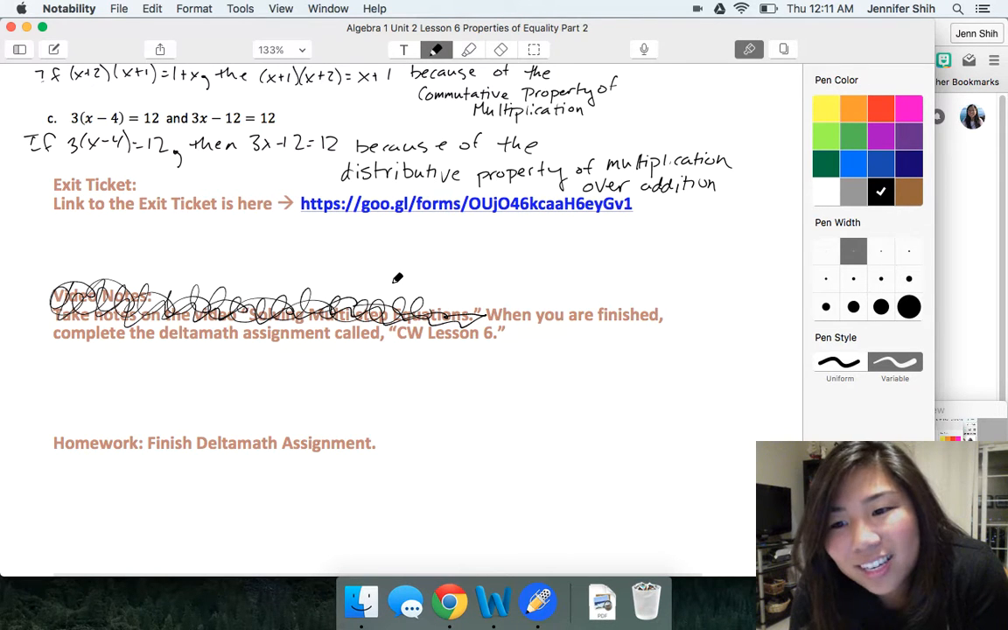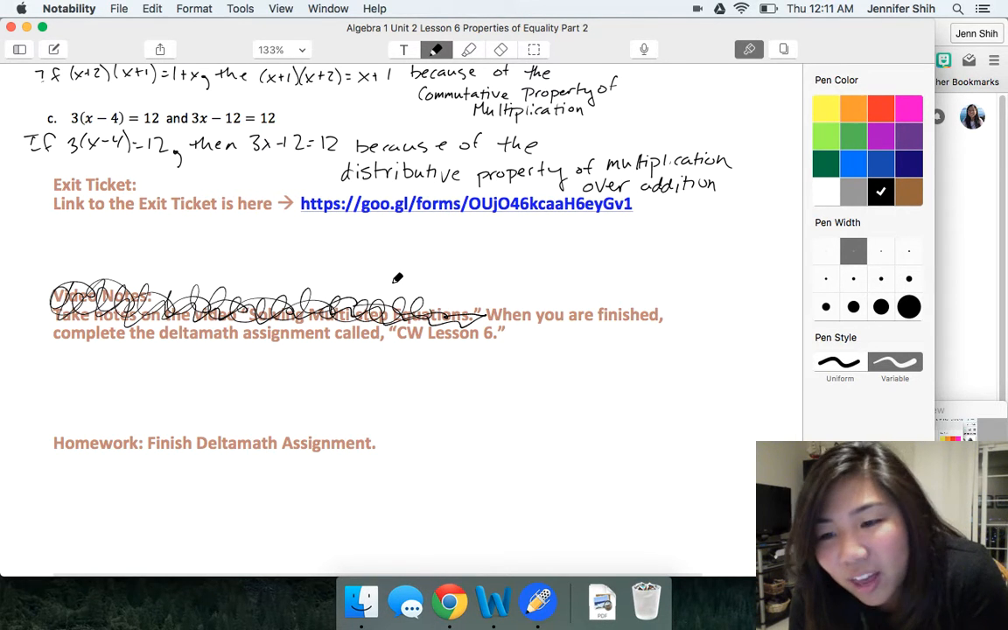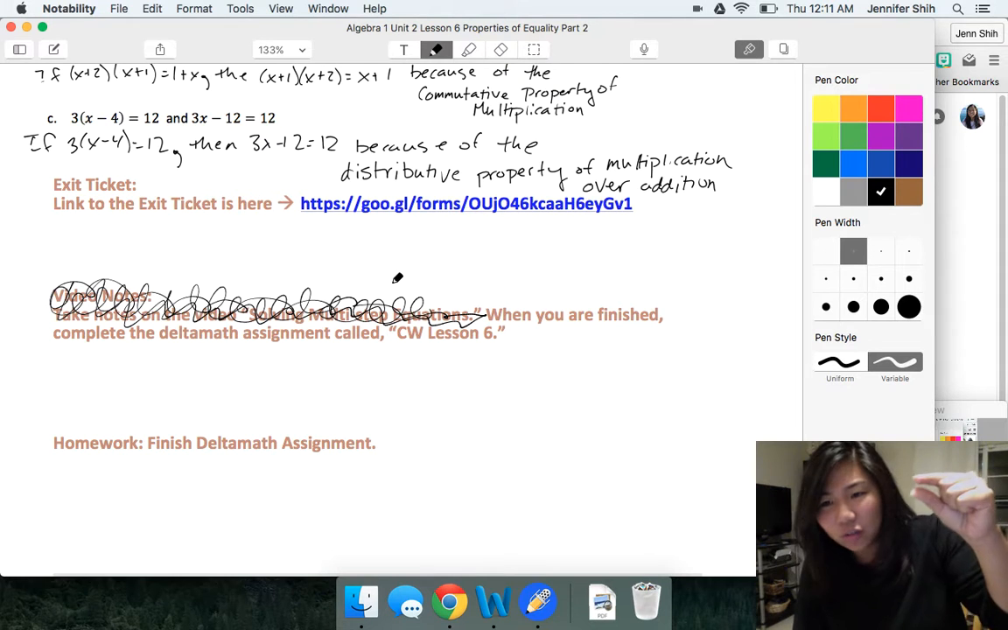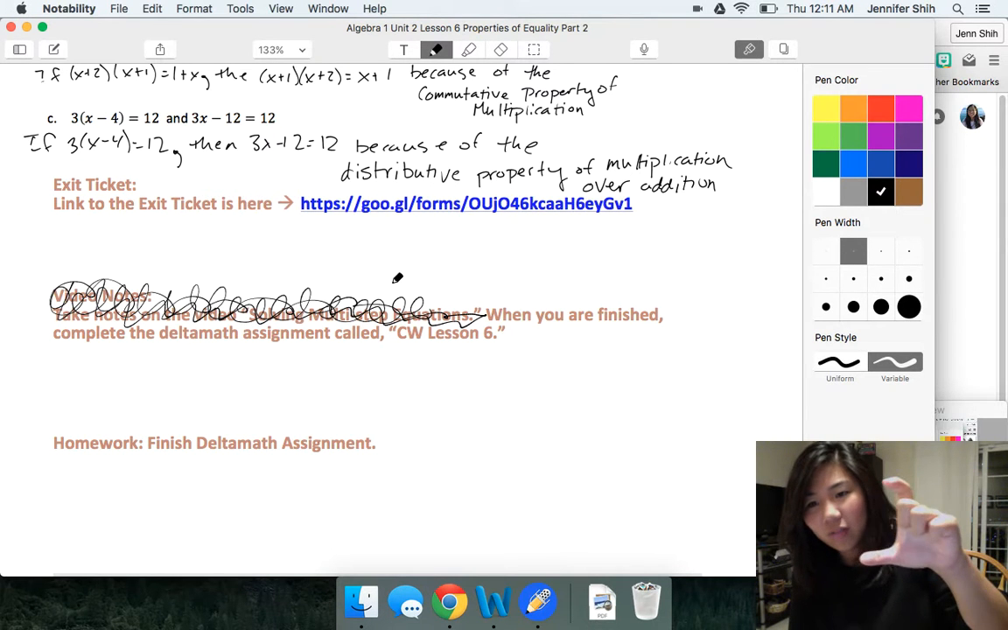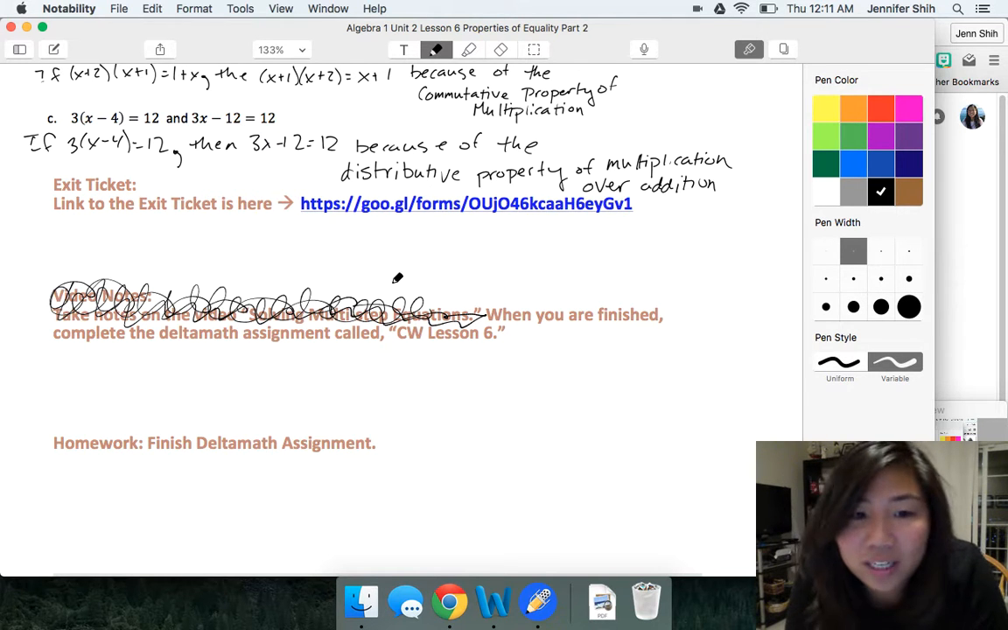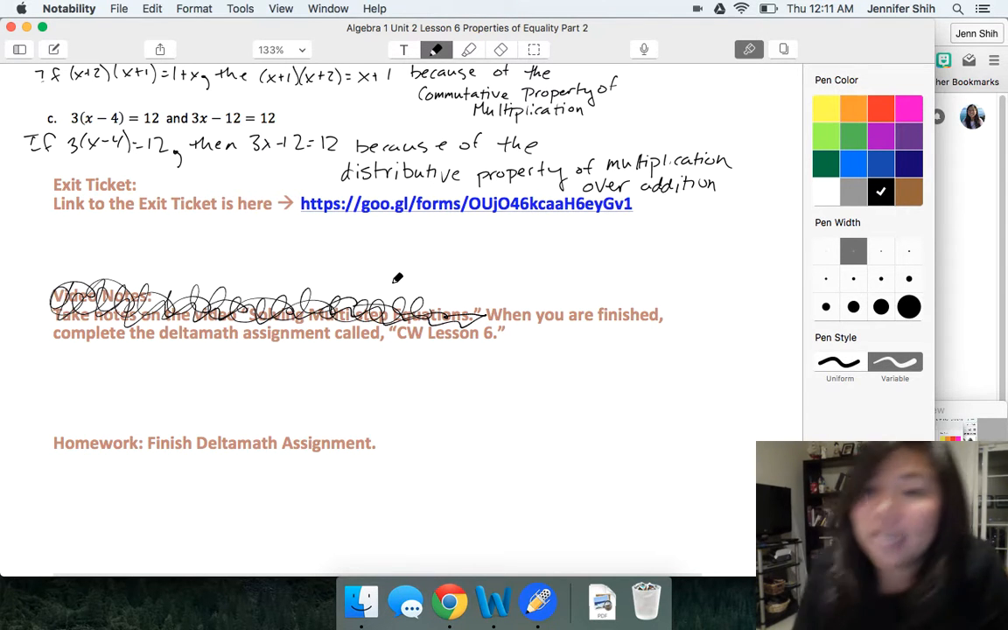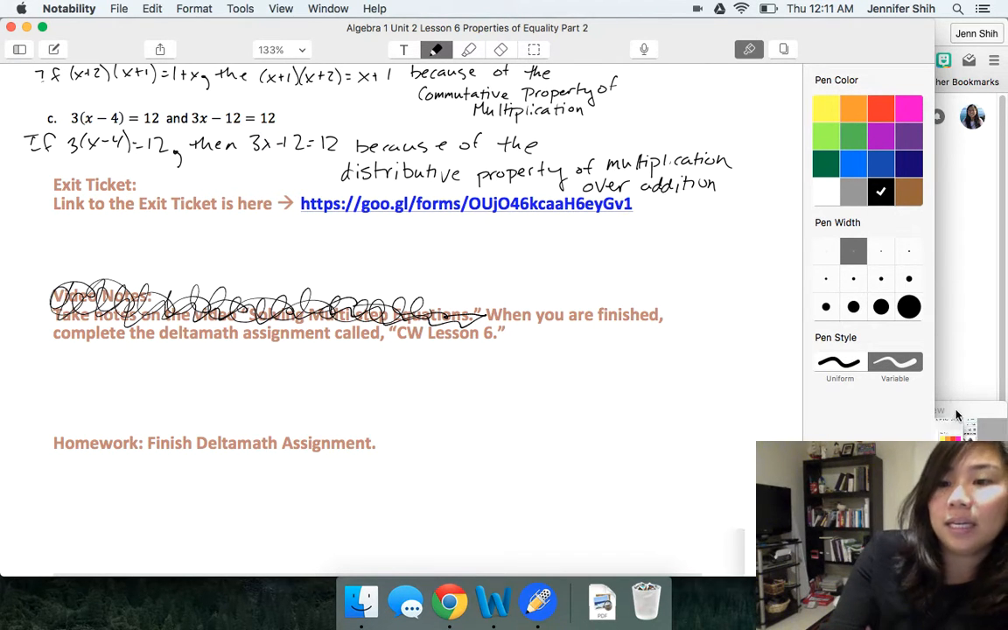So exit ticket, and then you have a Delta Math assignment called Classwork Lesson 6. And then I put a little note that says, do all the sections, because some of you only do one section of Delta Math, but there's like 6 or 7 things that you need to do. So do all the 6 or 7 things. And your homework for this weekend is to finish Delta Math by Monday, because I will see you guys on Monday.